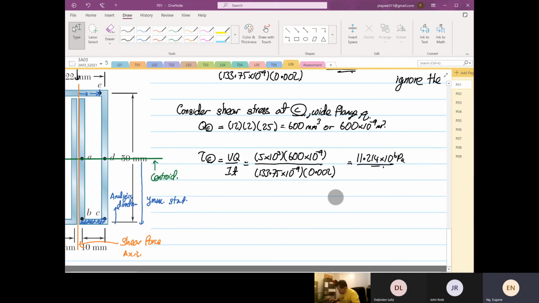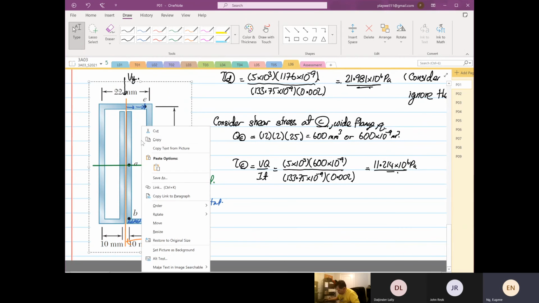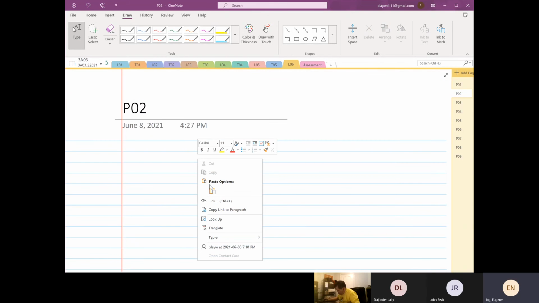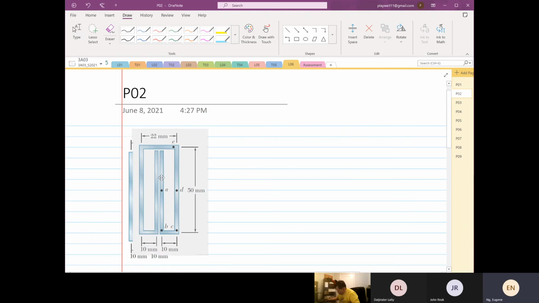Okay. So now we want to look at point B. We're going to look at point B and then we'll go to point A. So if we look at point B now, right, we look at point B.